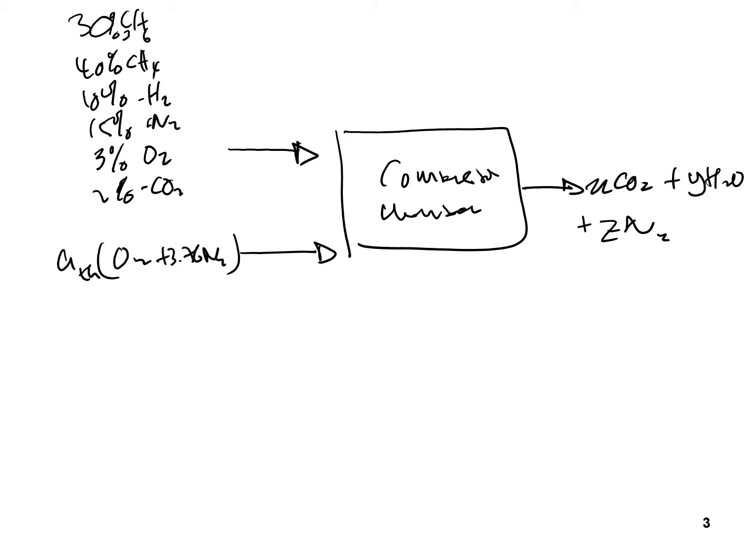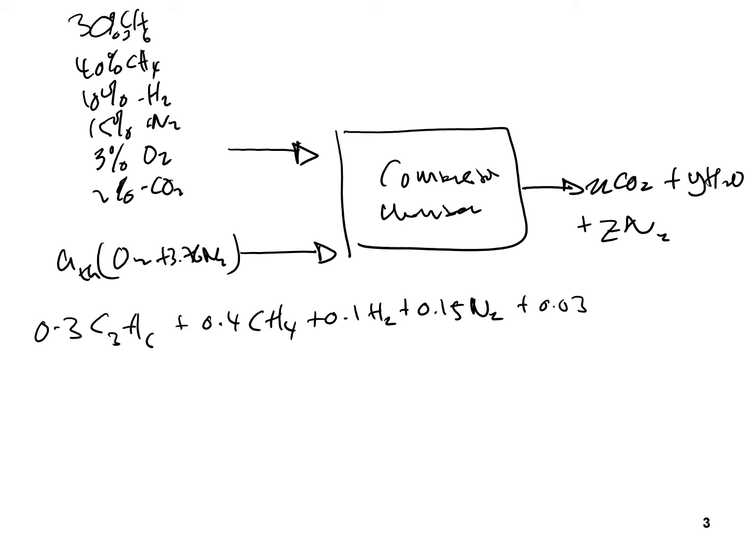So if we consider the volumetric percentages, what we have here is 0.3 C3H6 plus 0.4 CH4 plus 0.1 H2 plus 0.15 N2 plus 0.03 O2 plus 0.02 CO2 produce XCO2 plus YH2O plus ZN2.